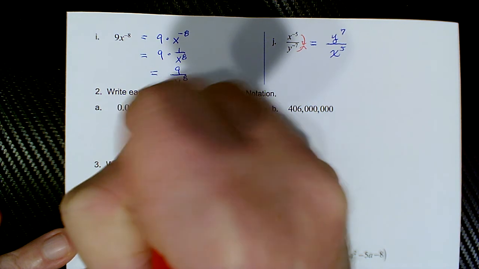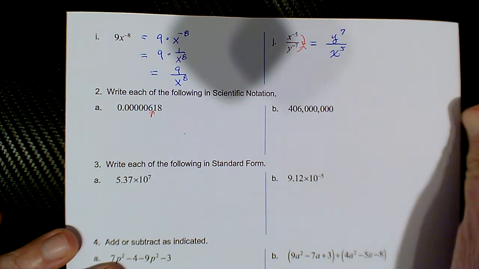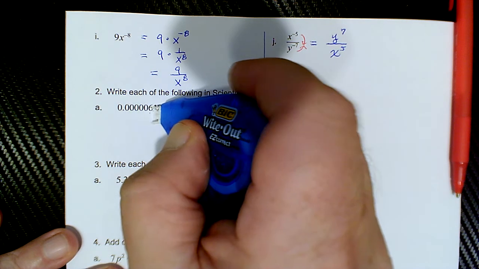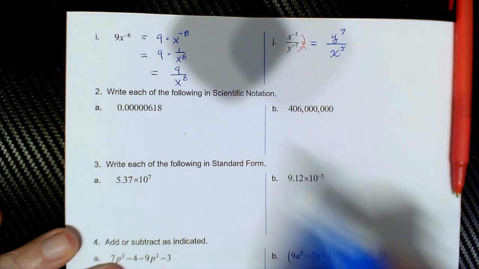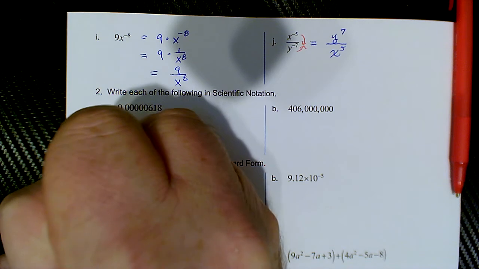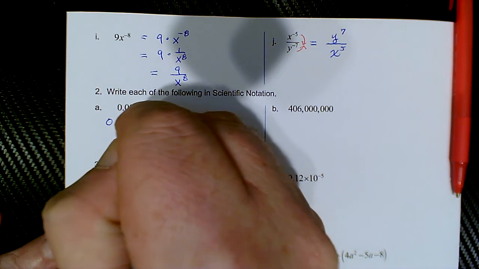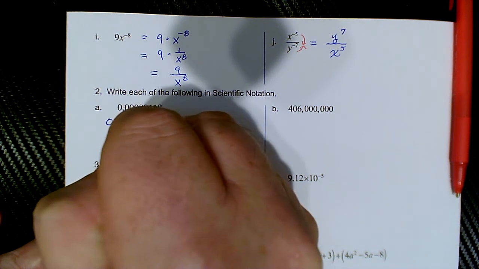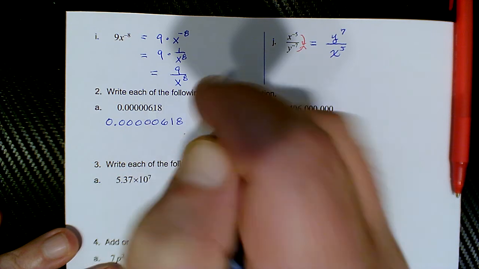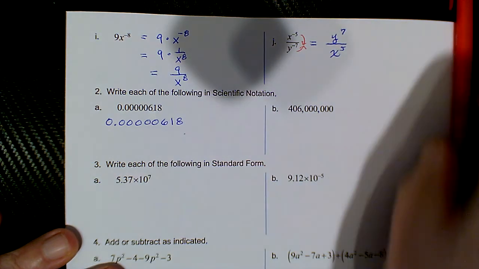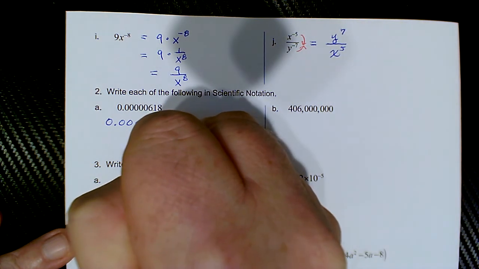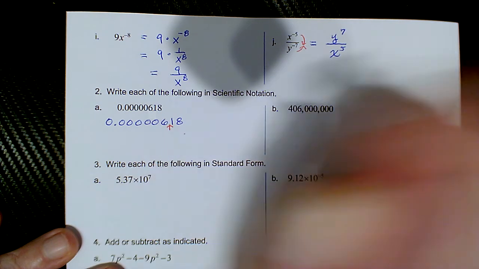So, actually, let me rewrite this so I can draw my little arrows efficiently. Okay, so 0 point, there's 1, 2, 3, 4, 5 zeros, 1, 2, 3, 4, 5 zeros, then 6, 1, 8. In scientific notation, we want to place the decimal point so there's just 1 non-zero digit before it. I like to put a little arrow in there.